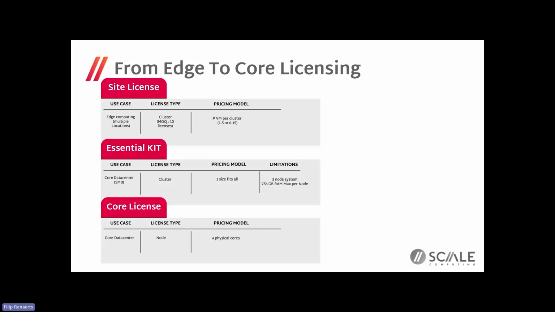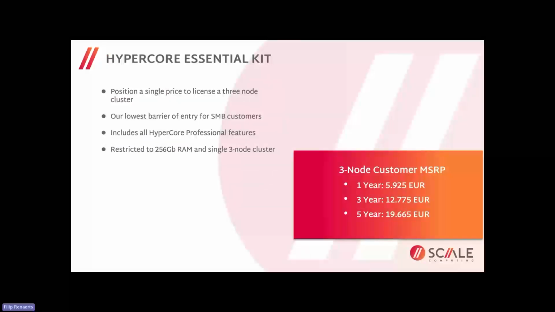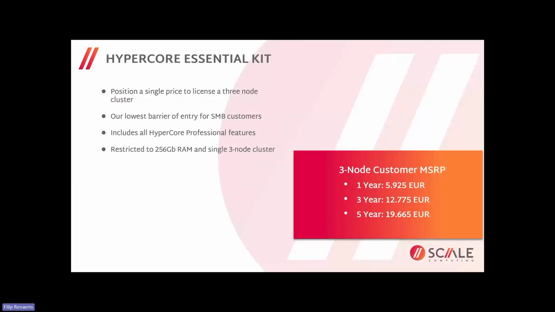And then we have the core licenses, and the core license is per node and the amount of physical cores. So those are the 3. That essential kit is created basically to have a good starting point. So as said, it is for a 3-node cluster up to 256 gigs of RAM.